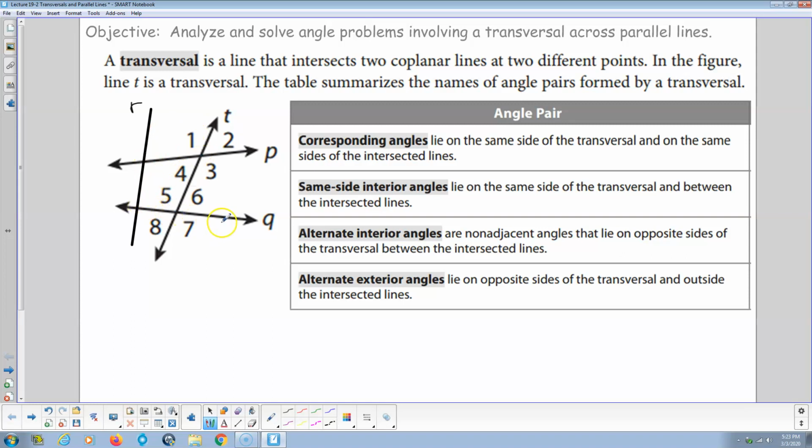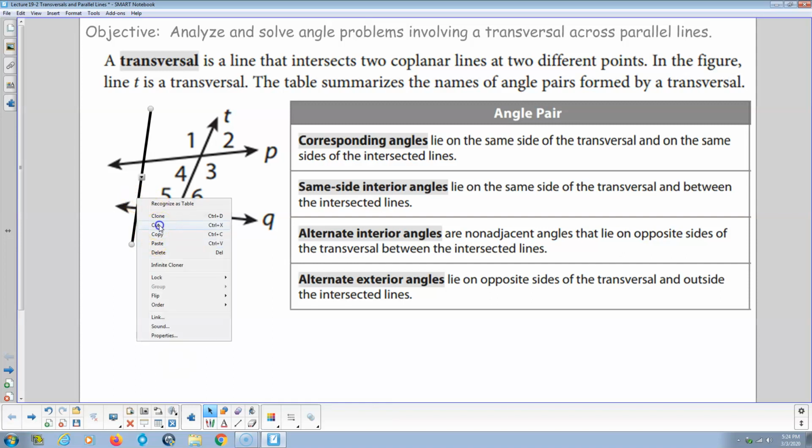P and Q. And then P and Q are also transversals for T and R, because P cuts two different lines, T and R, and Q cuts two different lines. So, if it cuts two or more lines, it should say or more here, it's a transversal. Bam! Pretty sexy, huh?